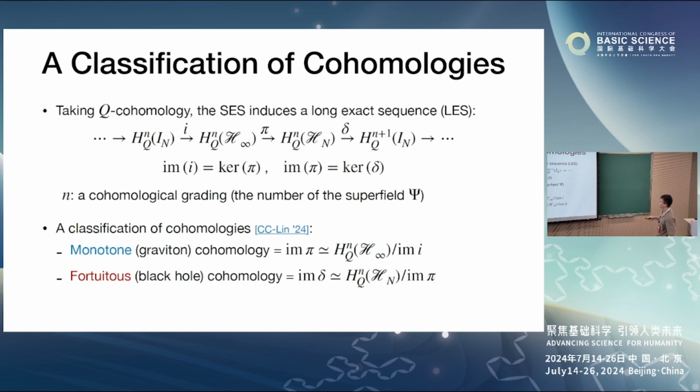And now, this one is the thing that we are interested in, the cohomology of this Hn, the space of local operators in the rank n theory. And this space, we can basically split into two parts. The first part is given by the image of pi. That part you can understand as the cohomology classes coming from the infinite rank theory.